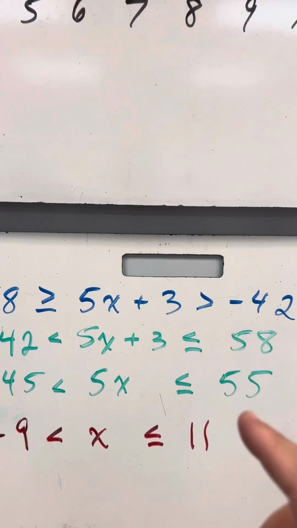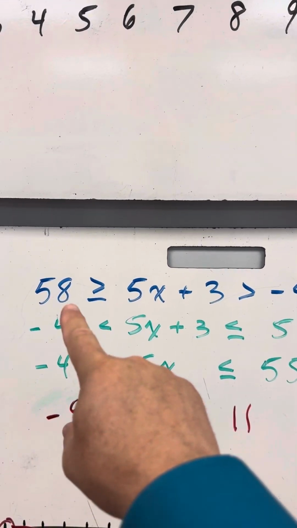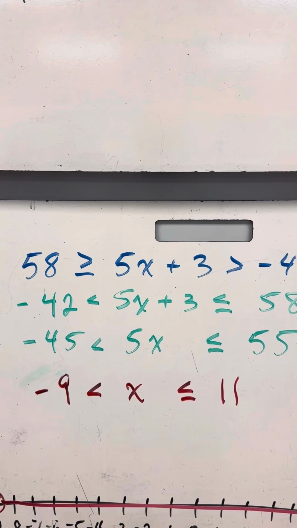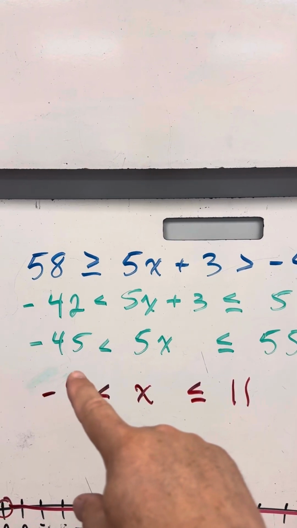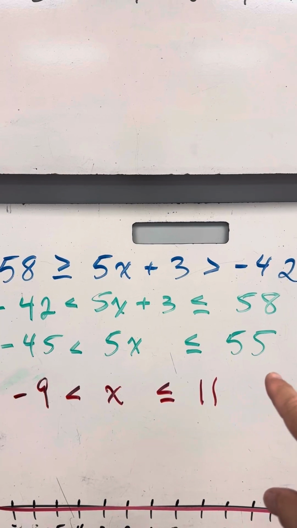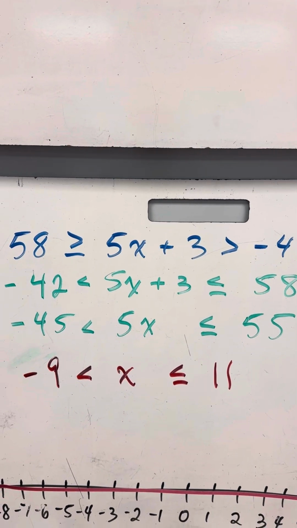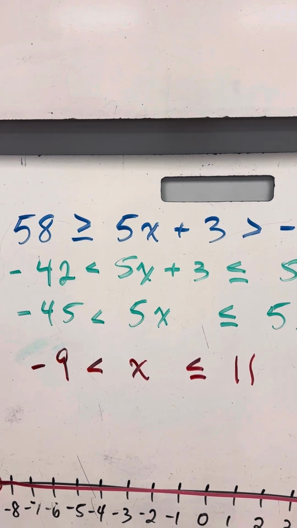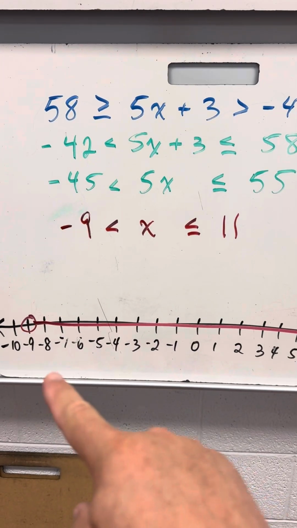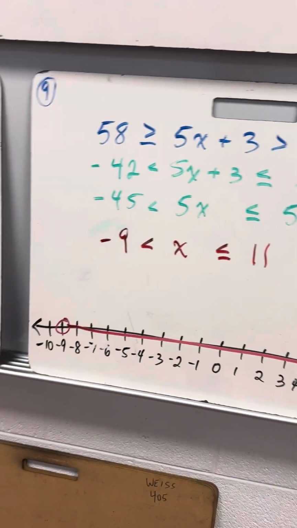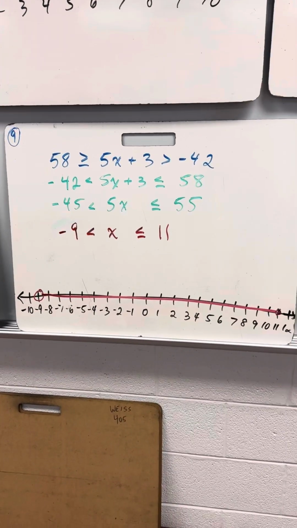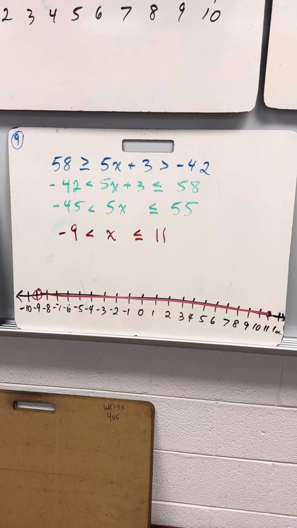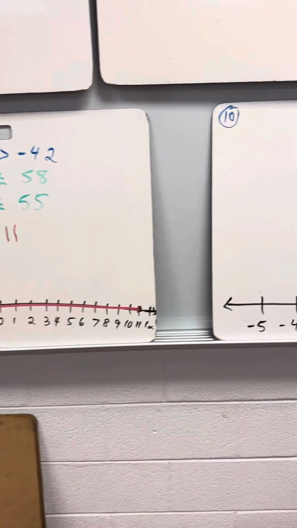Same thing here. We're going to put the negative 42 first. We're going to put the 58 last. We're going to minus 3 from both sides. We get negative 45 less than 5x less than or equal to 55. Divide by 5. Negative 9 less than x less than or equal to 11. You go from negative 9 to positive 11. Filled in at 11. Okay? There you go.